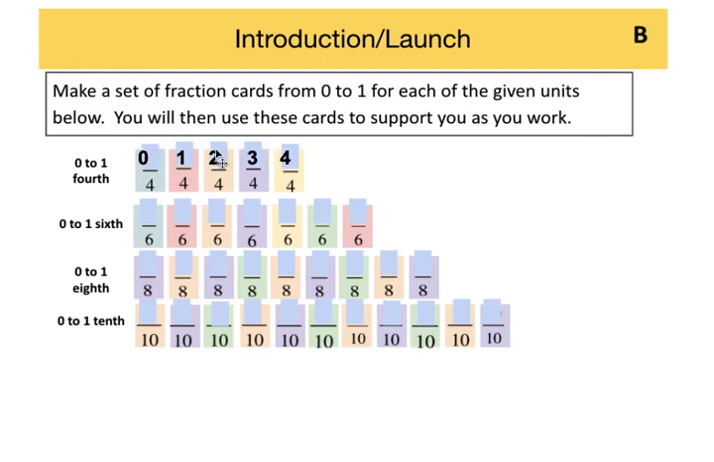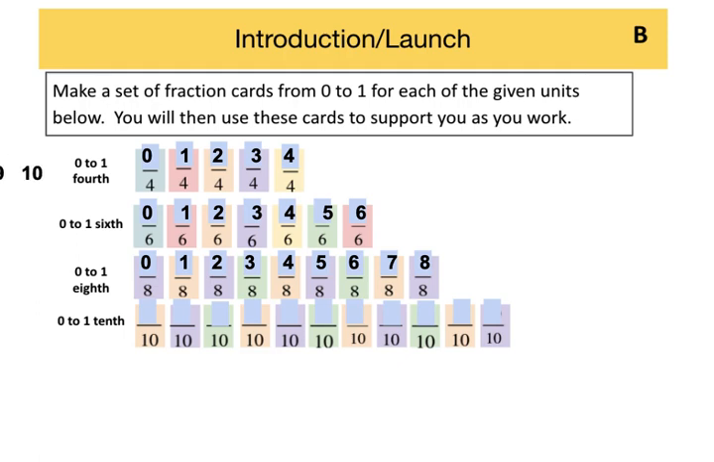So we have 0 fourths, 1 fourth, 2 fourths, 3 fourths, 4 fourths. All right, great job. Let's go ahead to the sixths. So we have 0 sixths, 1 sixth, 2 sixths, 3 sixths, 4 sixths, 5 sixths, and 6 sixths. Now let's go ahead to the eighths. 0 eighths, 1 eighth, 2 eighths, 3 eighths, 4 eighths, 5 eighths, 6 eighths, 7 eighths, 8 eighths.